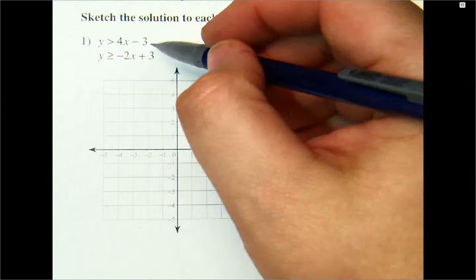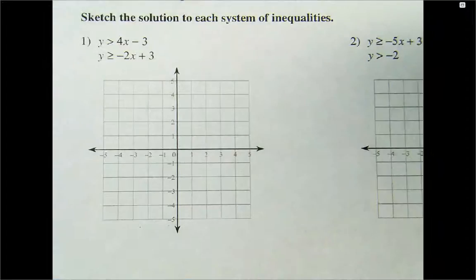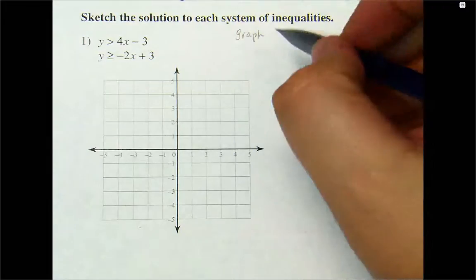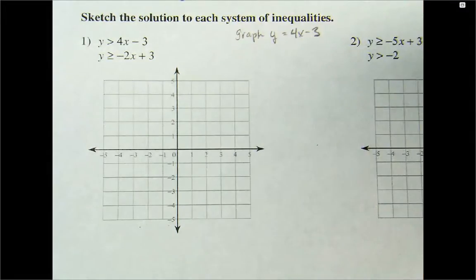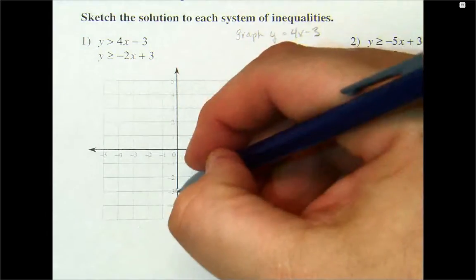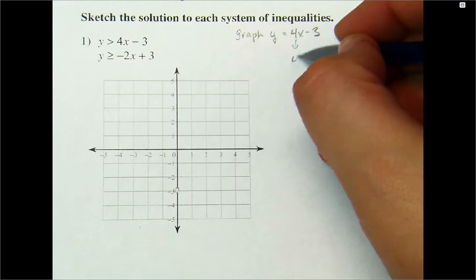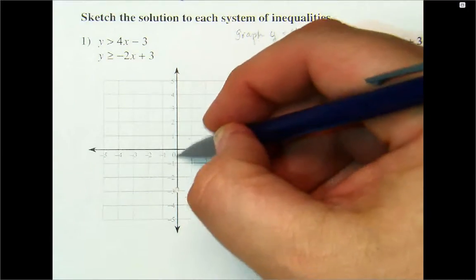So you're going to take this first equation and you're going to perform that entire step to it. So I want to graph y equals 4x minus 3. So I'm at negative 3. My slope here is 4 over 1. So that's up 4, right 1. 1, 2, 3, 4, 1.